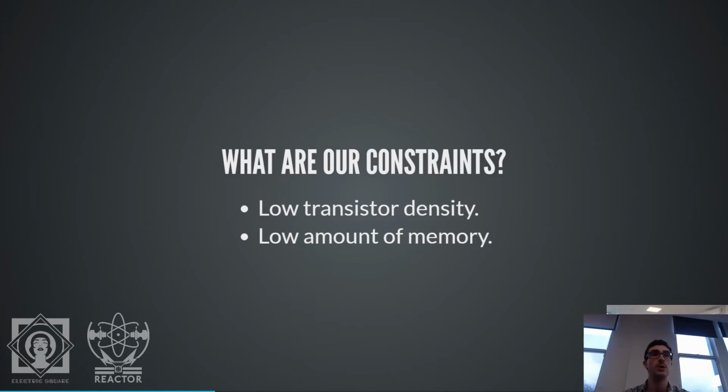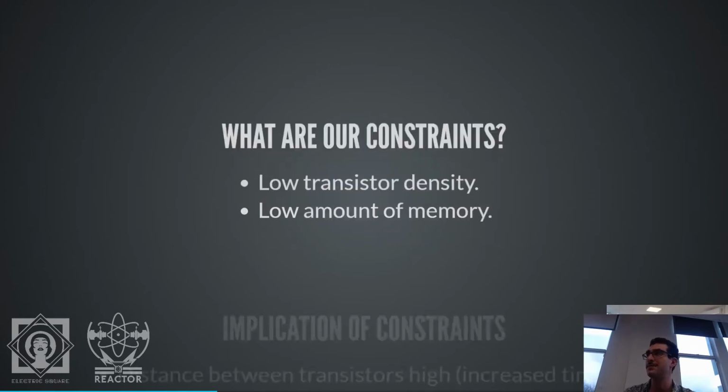20 years ago, we would have had a low transistor density, so that's fewer transistors per square centimeter. And we would have had a low amount of memory, right? Memory capacity, like RAM, has scaled even faster than CPU transistor density. So those are the constraints designers were working with at the time.